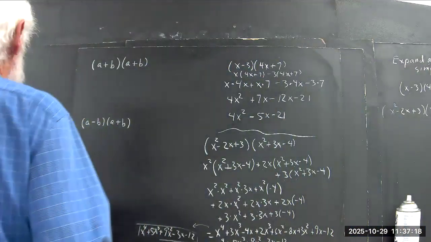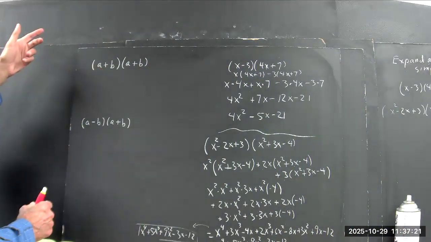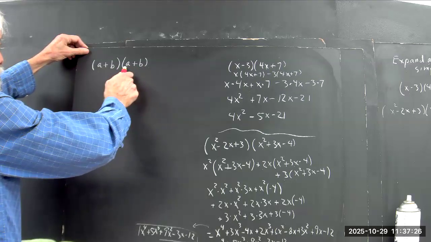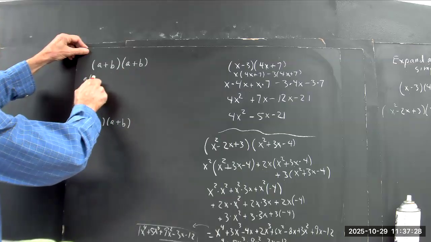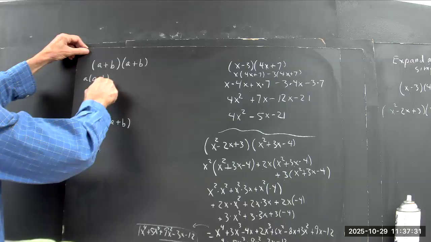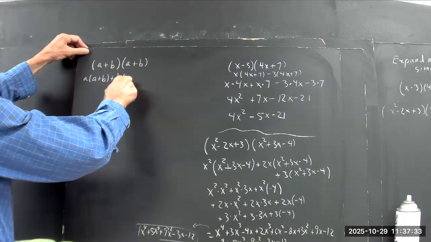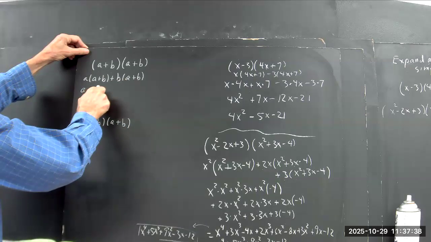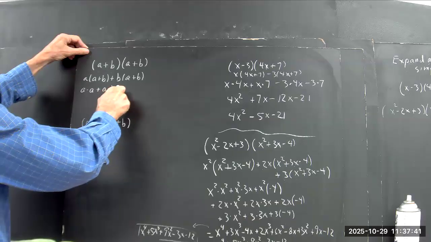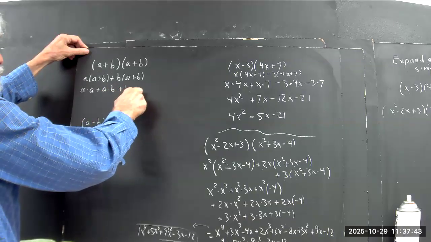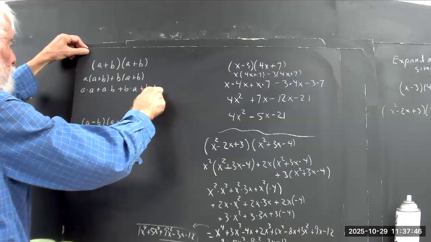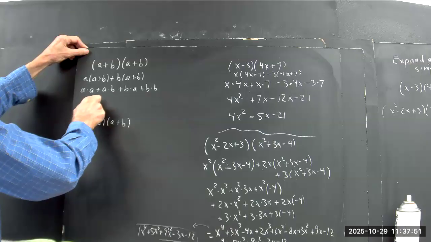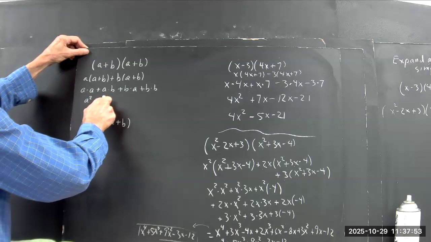Okay, we have a plus b times a plus b. That's going to be a multiplied by a plus b and b multiplied by a plus b. That's going to be a times a plus a times b plus b times a plus b times b, which is a squared plus ab.